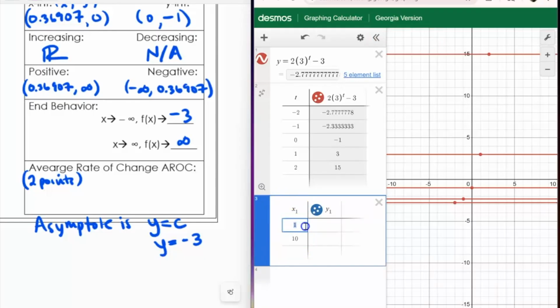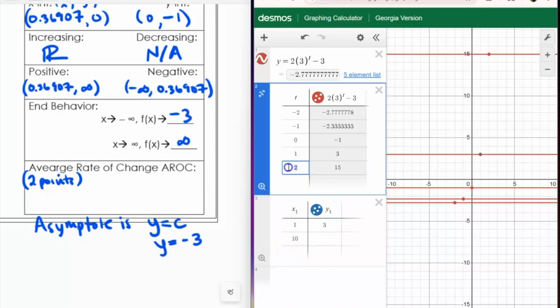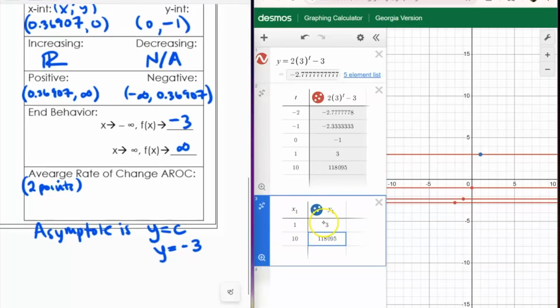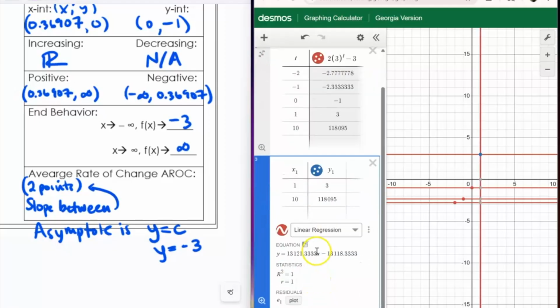So I want between 2 points, which is 1 and 10, but here there are way too many points. I only care about these 2 points. So I put in my own table so I can make sure there are only 2 points. So 1 is equal to what? 3. And 10 is equal to, I don't know, let's type it in and see. That. So I'm going to put that in there. And my average rate of change is my slope between 2 points. So what does that mean? I have to hit flag, and then there is my slope. So my average rate of change, if that was the question, would be this.